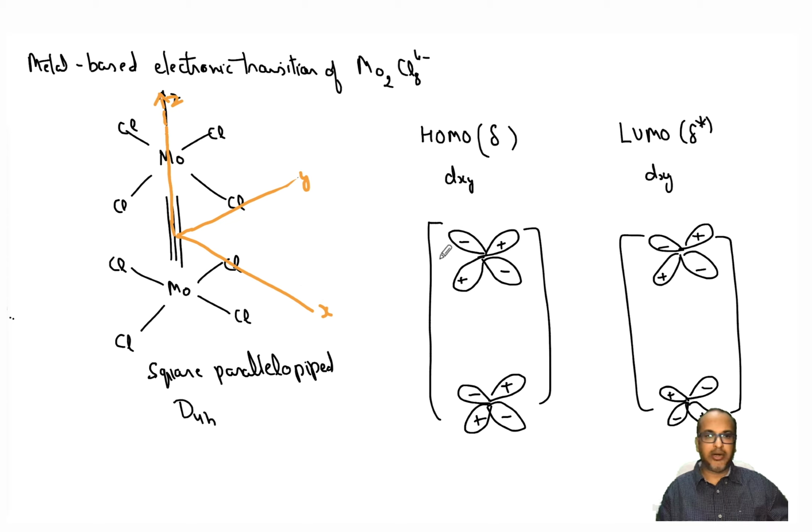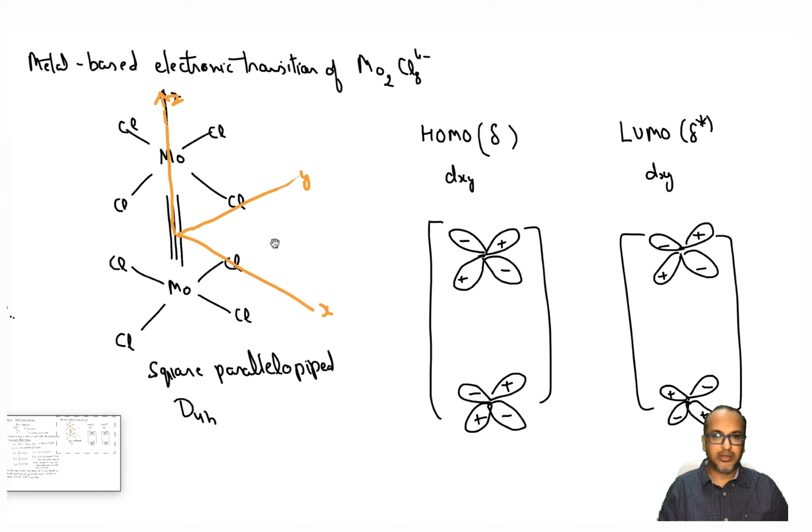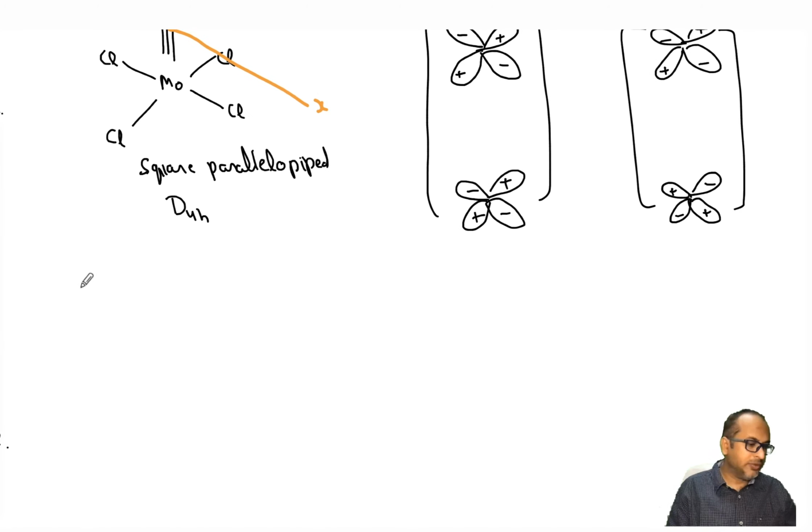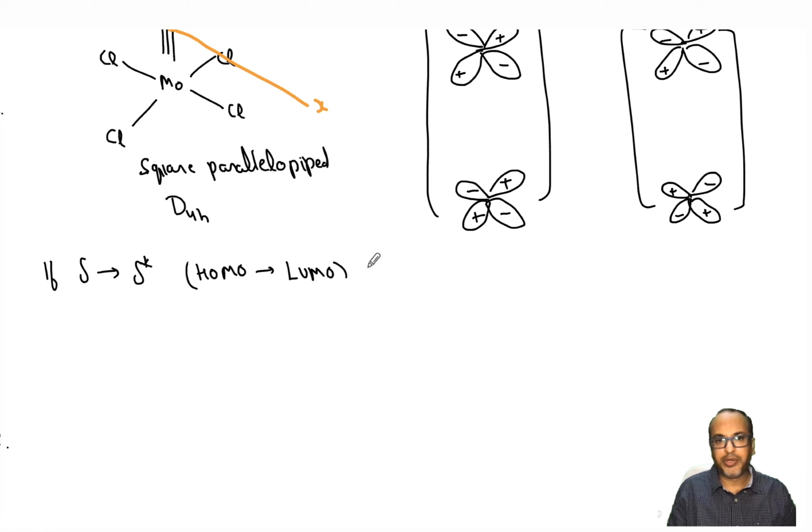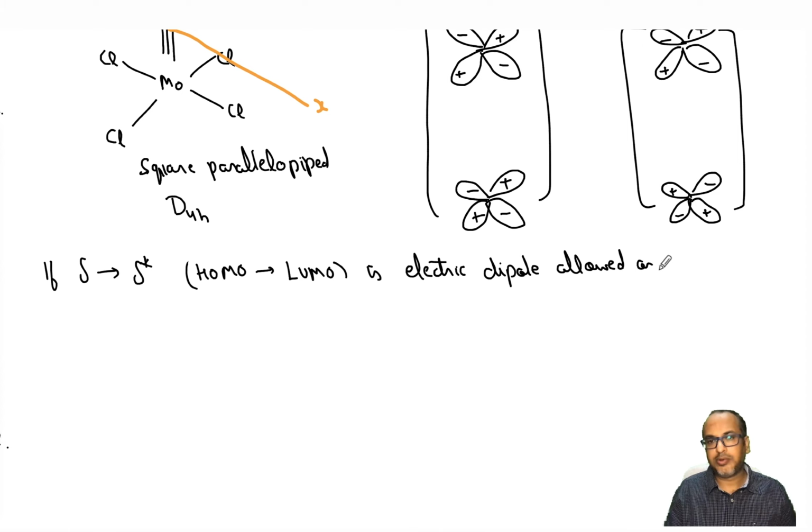Now I will write down the question which this is asking. So we need to see whether the delta to delta star, that is the HOMO to LUMO transition, is electric dipole allowed or not. This is the question they are asking.